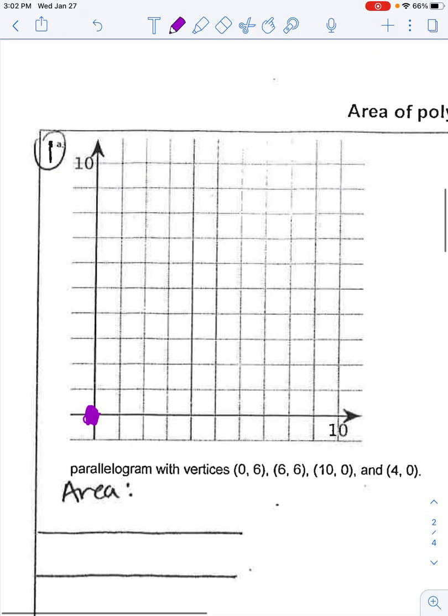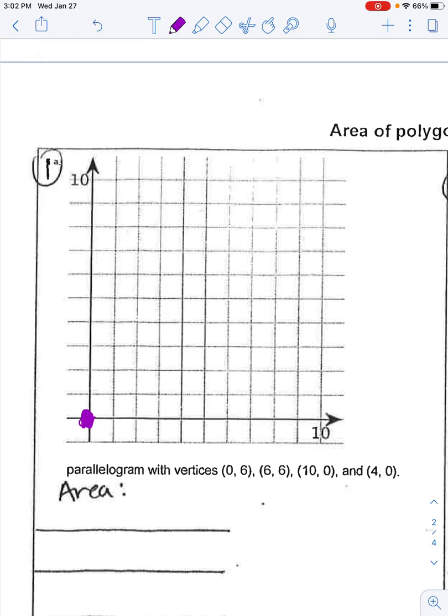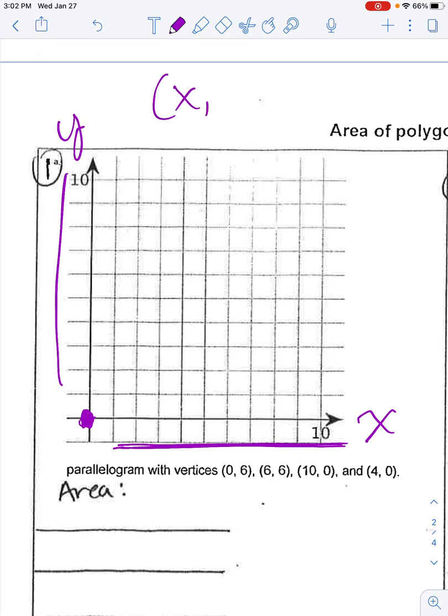Okay, we're always going to go obviously to the right first because there is no left, and then up second. So this is your X, this is your Y. Always remember X comes before Y in the alphabet. So you always go on your X-axis first, your Y-axis second. Okay, here's what we're going to do.